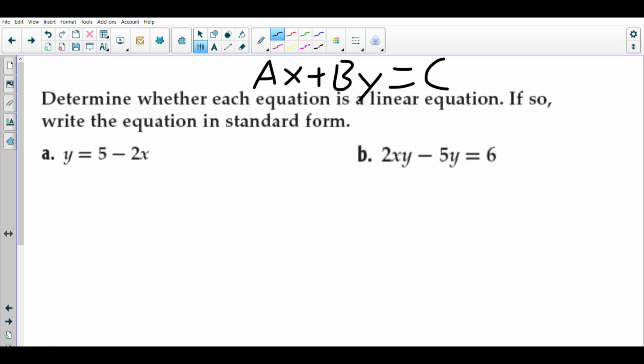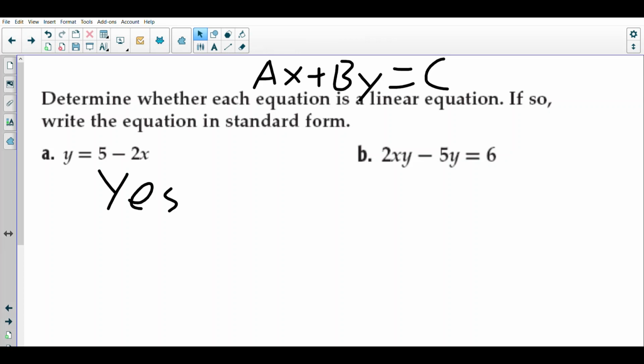And notice how x and y are just by themselves. They're separate. They're not together. So they're to the first power. Those are the things we're looking for. So for a, y equals 5 minus 2x. Well, absolutely. So if we notice that y and x are by themselves, their coefficients are both not 0. So this is a linear equation. So yes.